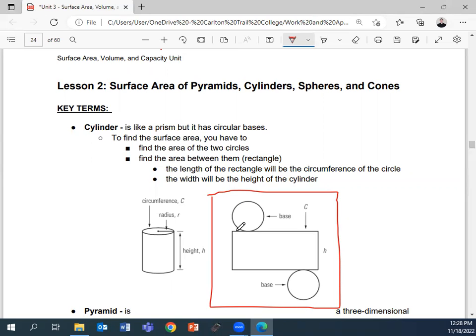So if I want to find the area of a cylinder, all I need to do is find the area of the two circles, the top and the bottom, and then find the area between them. This thing, right? However tall this is, that's how much soup you can fit in your can. It's just a rectangle. So we know how to find the area of circles. We know how to find the area of rectangles. That's simple enough.